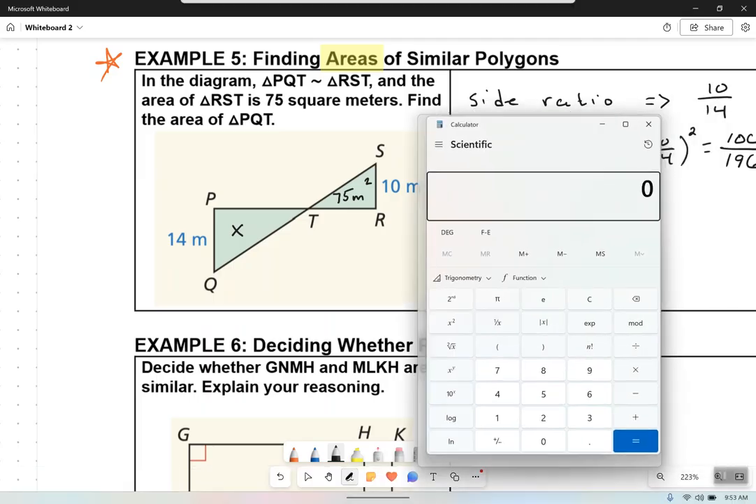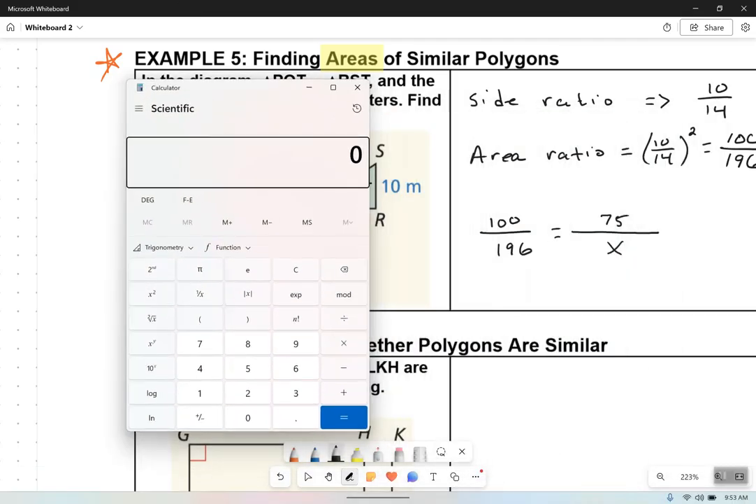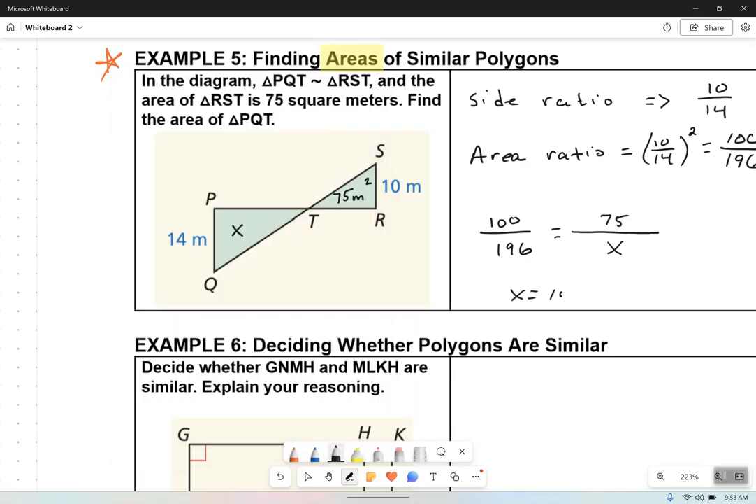What two numbers would I cross multiply first? And then divide by what? What do we get there, kids? Now this is an area on the inside of this bigger triangle. So this would be 147 square meters there, wouldn't it? It'd be 147 square meters.